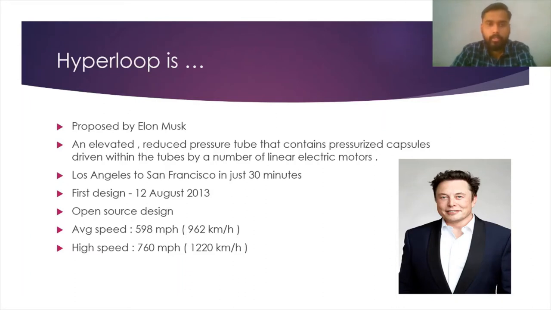But if we see the history, in 1799 the British inventor George Medhurst got the patent on an air propellant tube. The same concept was introduced in 1799, and later on in 2013 Elon Musk came up with the same idea.